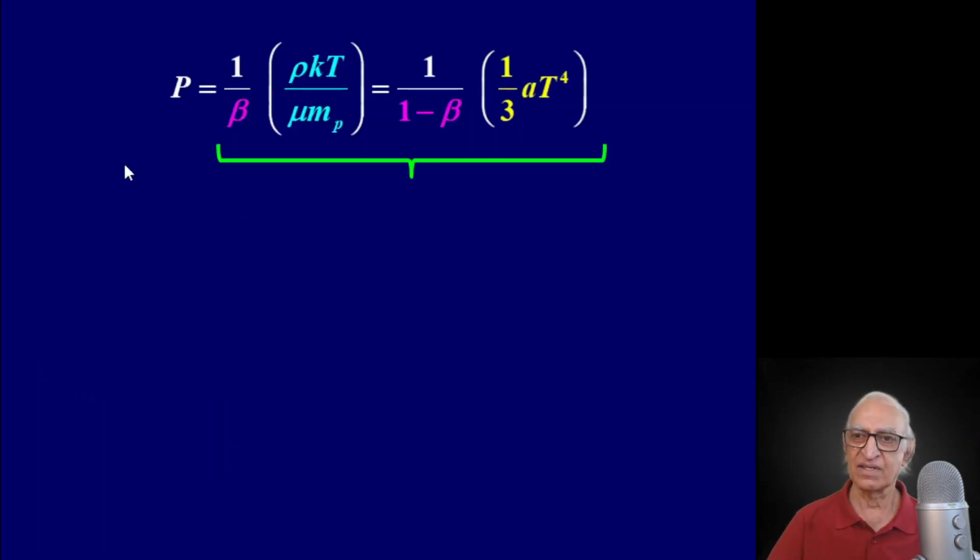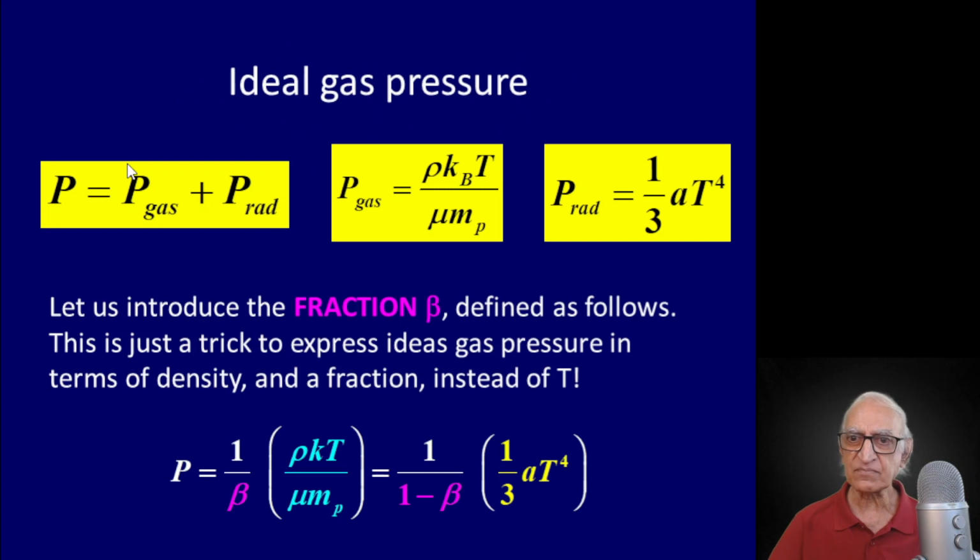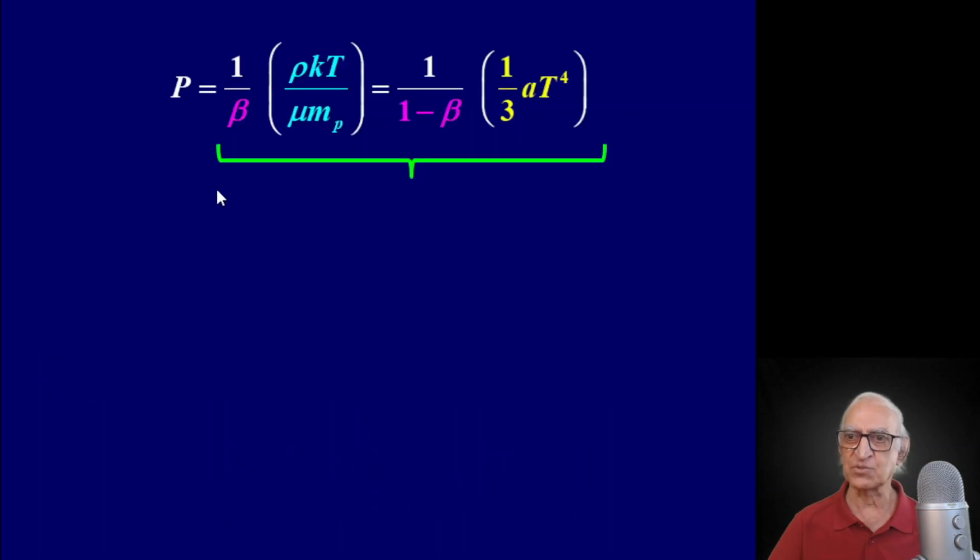So here, the total pressure is a sum of gas pressure plus radiation pressure. That's what I have written there. Total pressure is the sum of gas pressure and radiation pressure. Instead of writing that, I have written total pressure as 1 over beta times gas pressure. But total pressure is also 1 minus beta times radiation pressure.